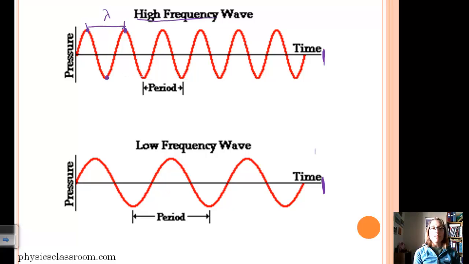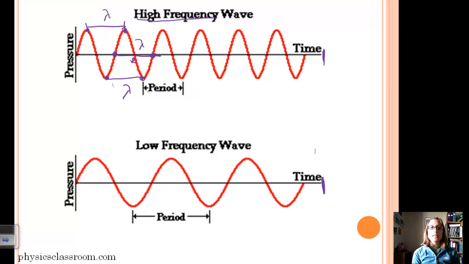It can be trough to trough, which would be the bottom part of the wave. It could be where it hits the x-axis. Now the only trouble with this one is you have to go to this point because they have to be identical points. So you wouldn't want to go to here. Okay, so that's wavelength.